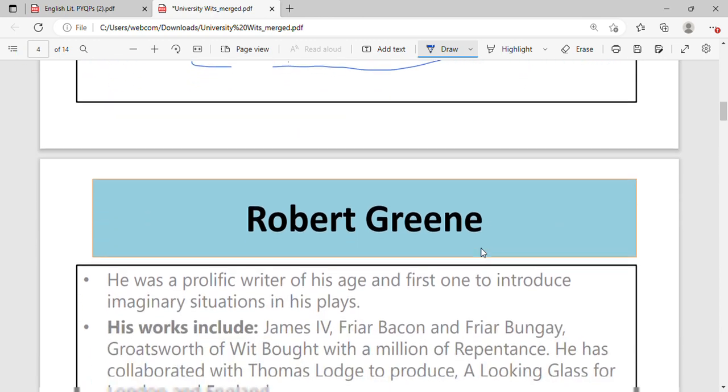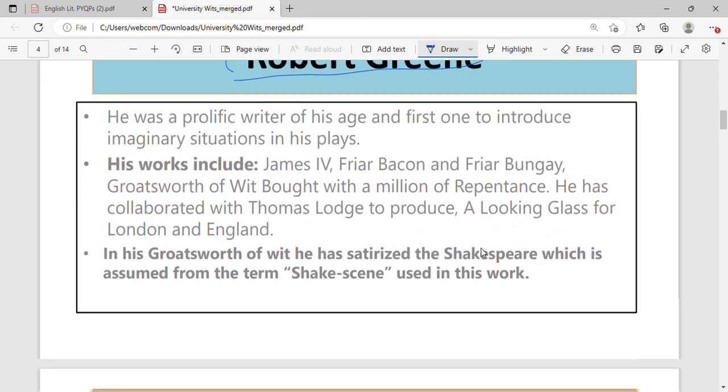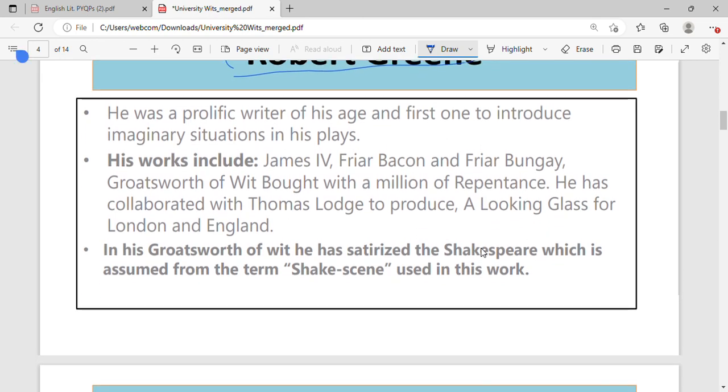So what you have to remember here are the names of these University Wits and the plays that they have written, right? Then we have Robert Greene, the third one, a very famous writer. He is called the Stephen King of the Elizabethan age. He was a very prolific writer, right? And he is called the first one who introduced imaginary situations in his plays.